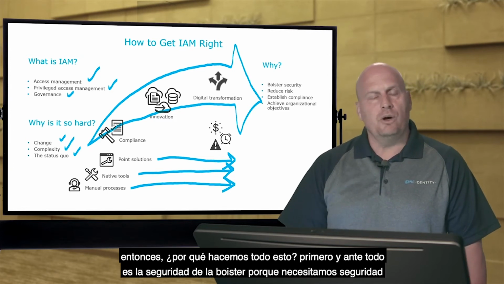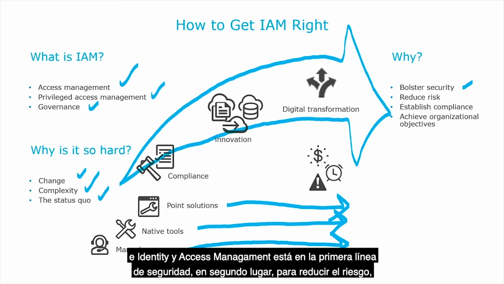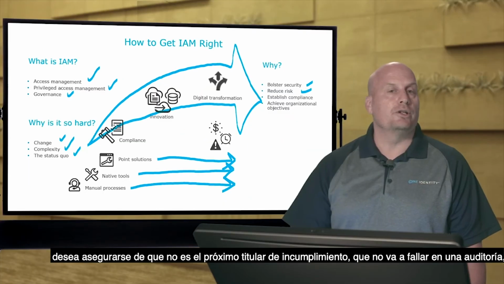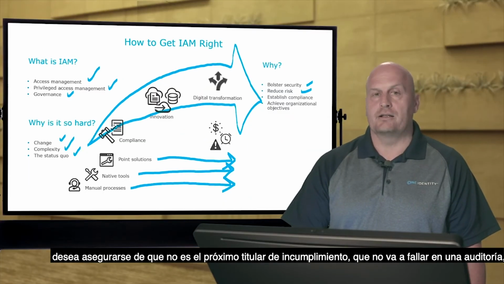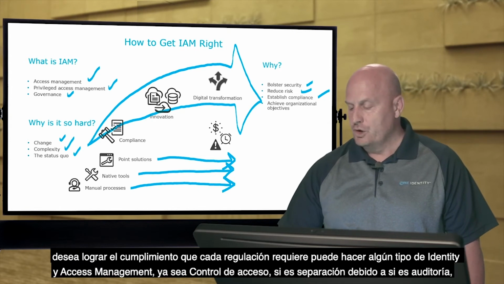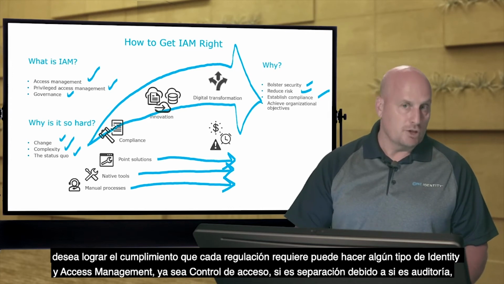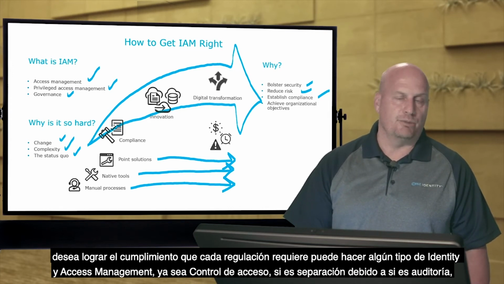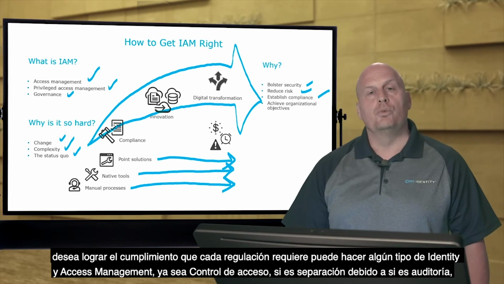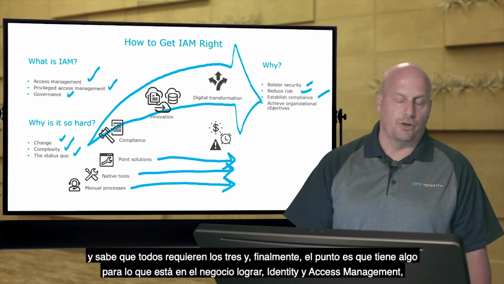So why do we do all this stuff? First and foremost, it's to bolster security, because we need to be secure, and identity and access management is on the front lines of security. Second is to reduce risk. You want to make sure that you're not the next breach headline, that you're not going to fail an audit, etc. You want to achieve compliance. Every regulation requires you to do some sort of identity and access management, whether it's access control, separation of duties, or audit, and they all require all three of those.